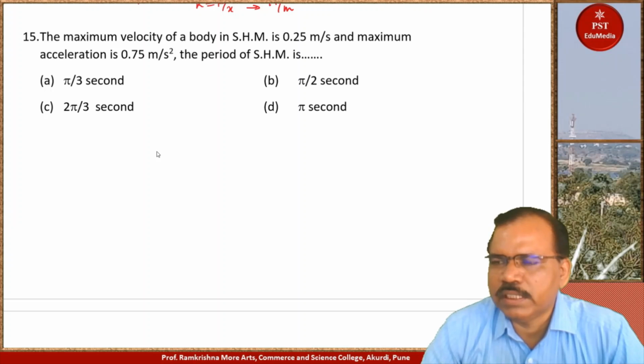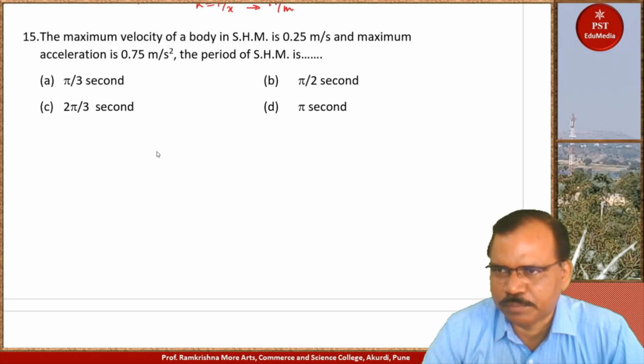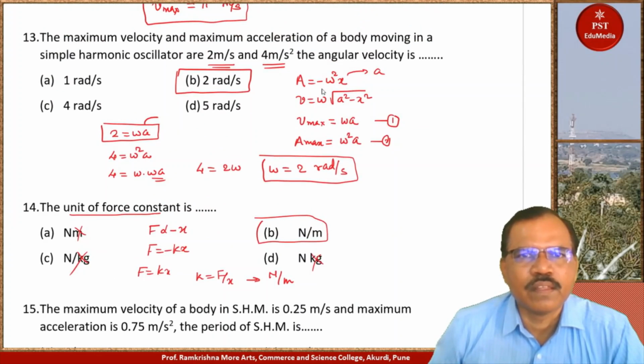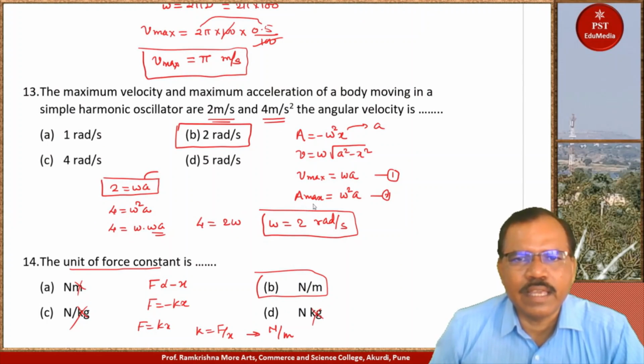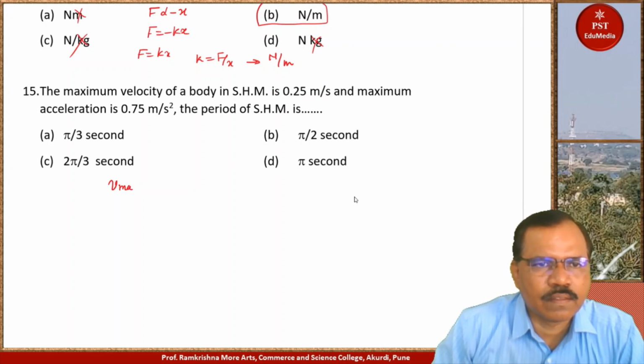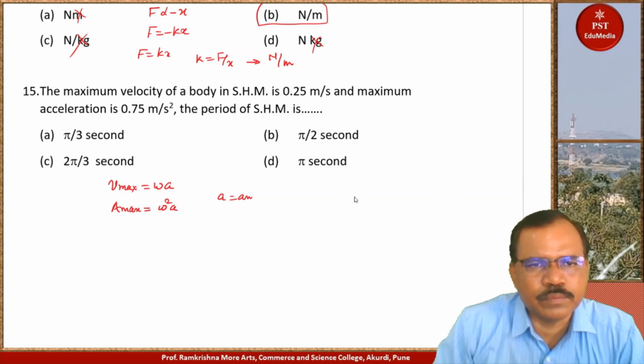The maximum velocity of a body in SHM is 0.25 meter per second and maximum acceleration is 0.75 meter per second square. The period of SHM is pi by 3 second, pi by 2 second, 2 pi by 3 second, or pi second. Now we have already seen here that V max is omega A, and maximum acceleration is omega square A, where A is the amplitude.